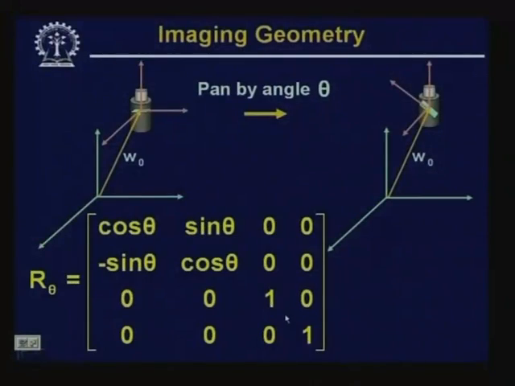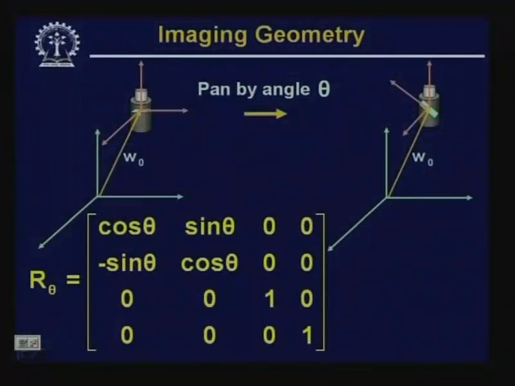The next operation, as we said, is that after this displacement, we pan the camera by angle theta, and this panning is done along the z axis. So, when we pan along the z axis, the coordinates which are going to change are the x coordinate and the y coordinate. The z coordinate value is not going to change at all. And for this panning by an angle theta, again, we have seen earlier that the corresponding transformation matrix for rotation theta is given by r theta equal to cosine theta sin theta 0 0, minus sin theta cosine theta 0 0, then 0 0 1 0 and then 0 0 0 1. So, when we rotate the camera by an angle theta, all the world points will be rotated by the same angle theta, but in the opposite direction, and the corresponding transformation matrix will be given by this matrix r theta.